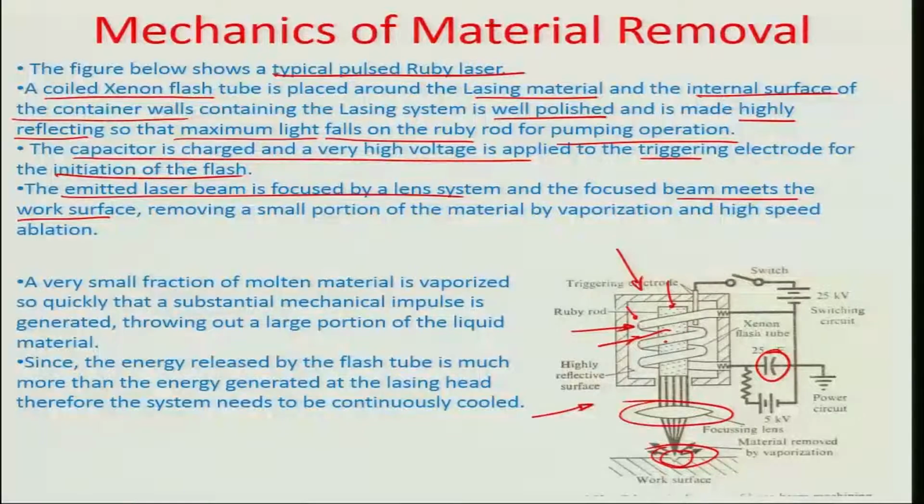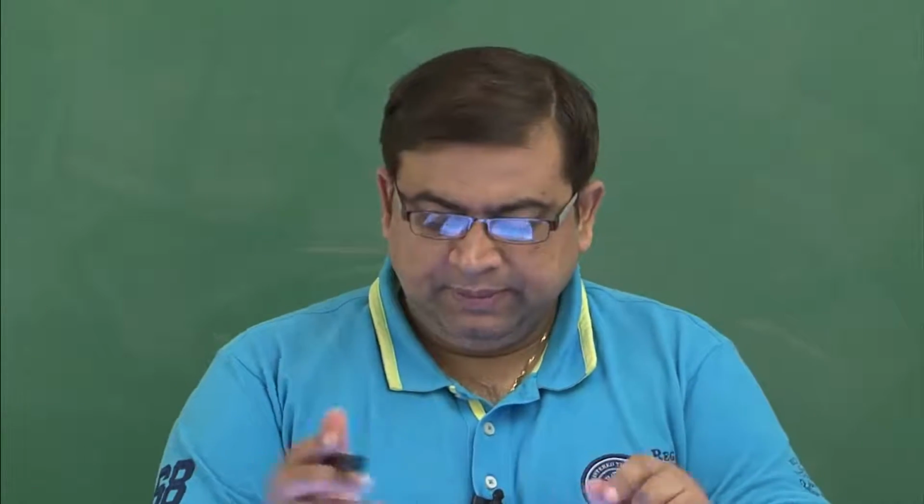It generates a lasing signal. The signal is super focused with a lens into a small spot size, so that a hot spot is created, and there is always a small portion of the material from the surface which is being removed by vaporization and extremely high speed ablation, because the power densities are very high in this case, almost of the level of about 10 to the power of 7 watt per millimeter square.